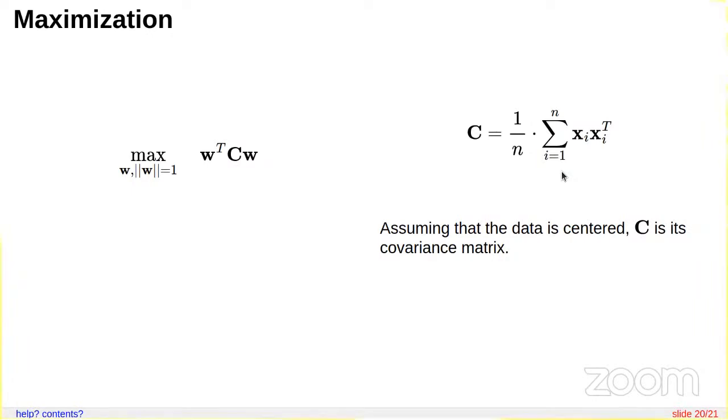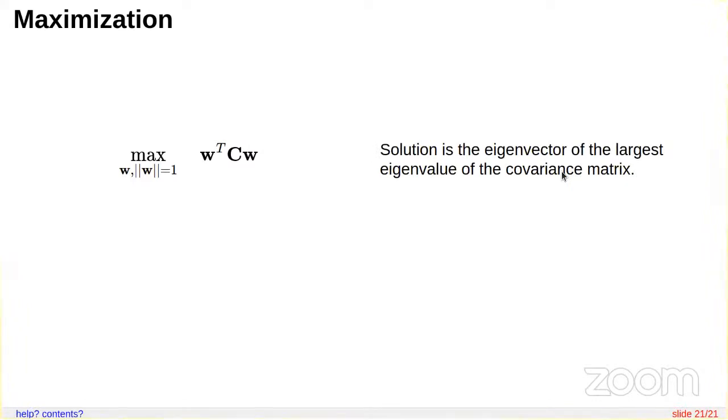So the solution to this problem, the direction w we are looking for. Sir, in a practical scenario, the centering we have to do at the very beginning, right? Correct, we'll do it prior to the whole thing. So the solution to this is the eigenvector corresponding to the largest eigenvalue of the covariance matrix.